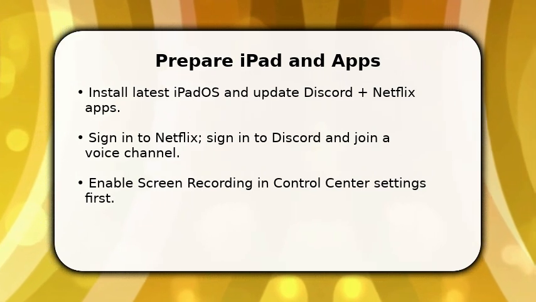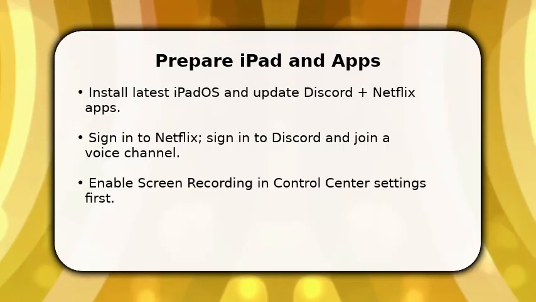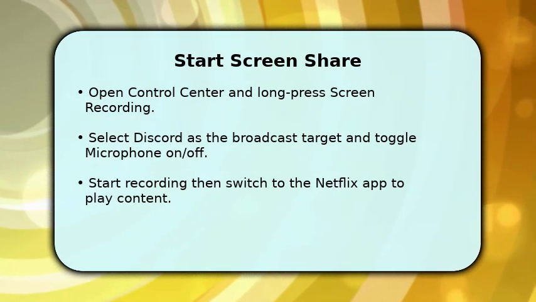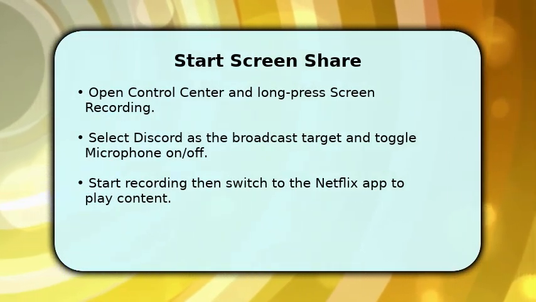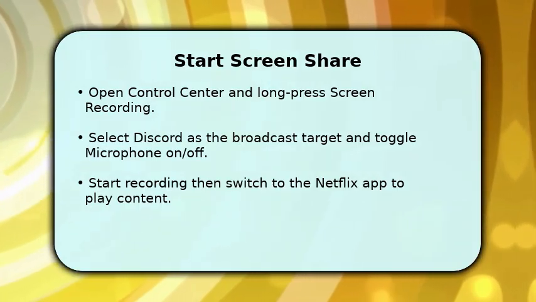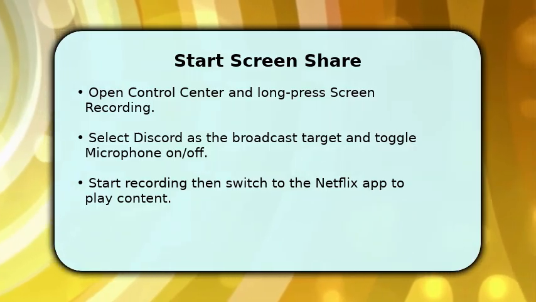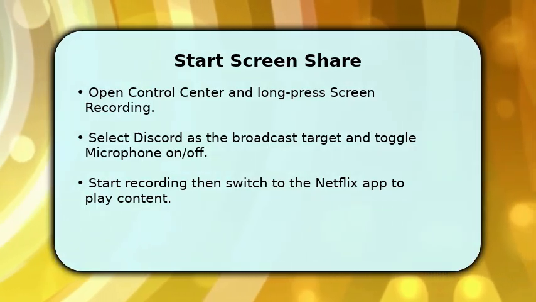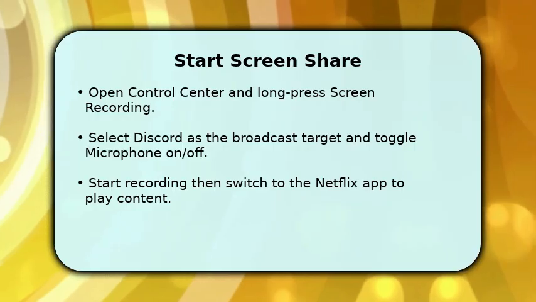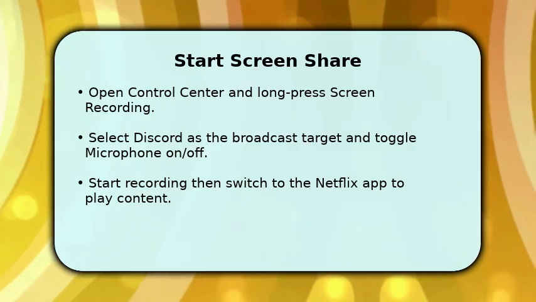Now perform the core action. Open Control Center, long press the screen recording icon to see broadcast targets. Choose Discord from the list so your stream routes into the voice channel. Toggle your microphone if you want commentary. Tap Start Broadcast and count the 3-second countdown. This prevents accidental clips. Immediately switch to Netflix and begin playback. You do this because Discord captures the screen feed as a live broadcast.